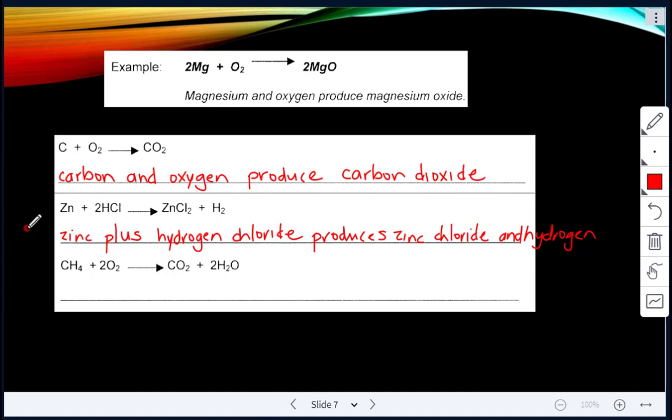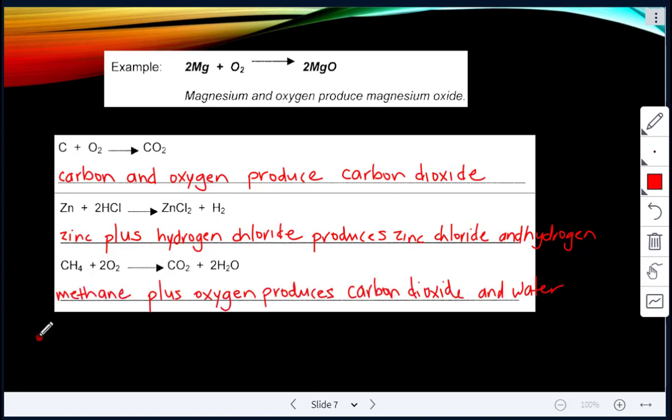All right, our last example here, we have CH4. Does anybody remember what CH4 is? So CH4, it is methane. But if you don't remember the name methane, you could have called it carbon tetrahydride as well. So methane plus oxygen produces carbon dioxide and water. And then if you didn't name it water, you could have named it dihydrogen monoxide.